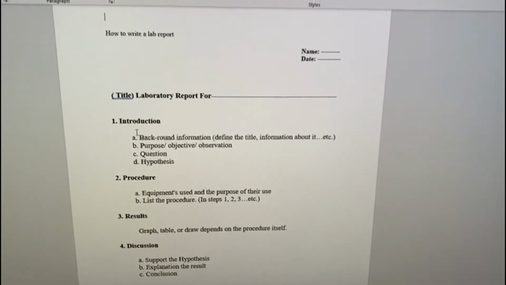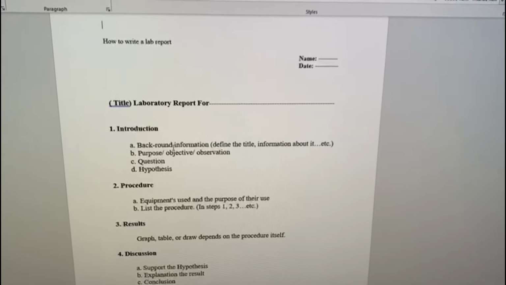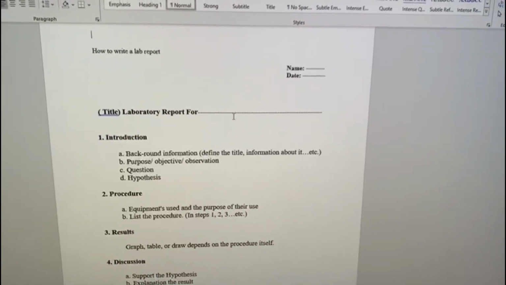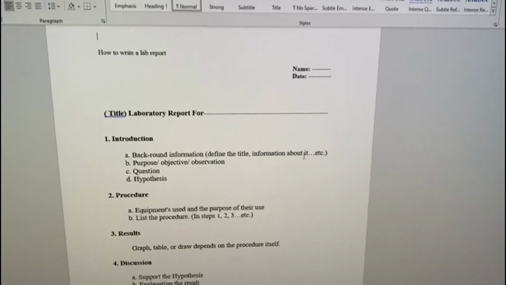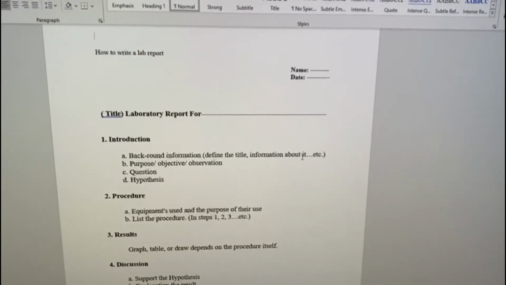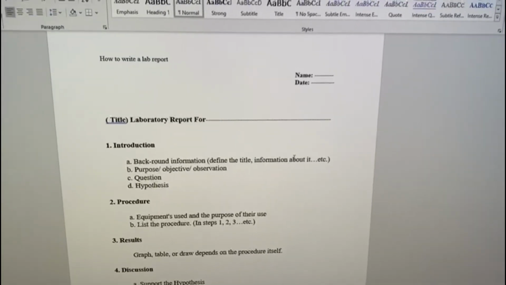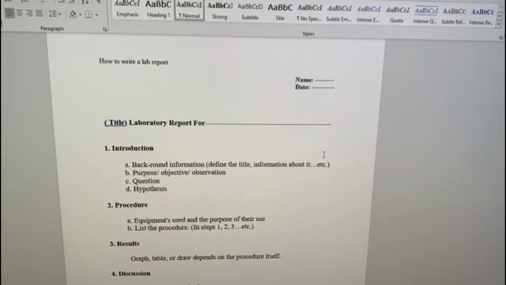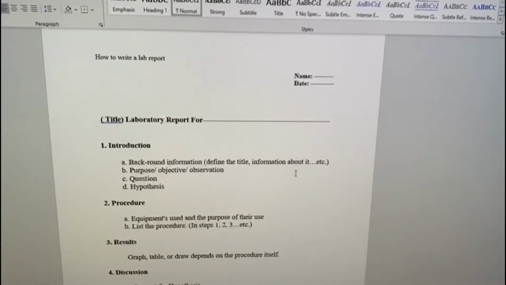In the introduction part, you will write background information, which means a definition of the experiment, the title, or any information about it. It won't be more than 2 or 3 lines maximum. It's just a way of introduction that lets the reader understand what you are talking about.